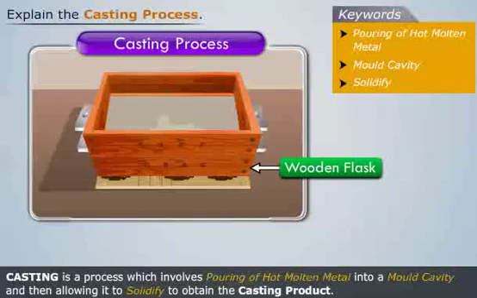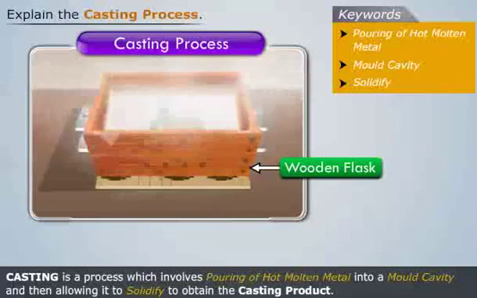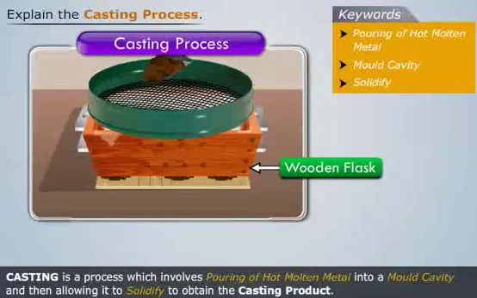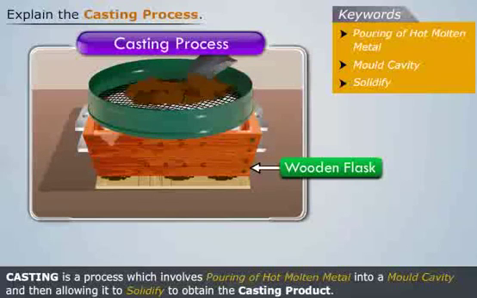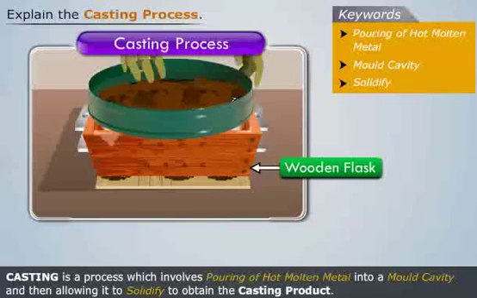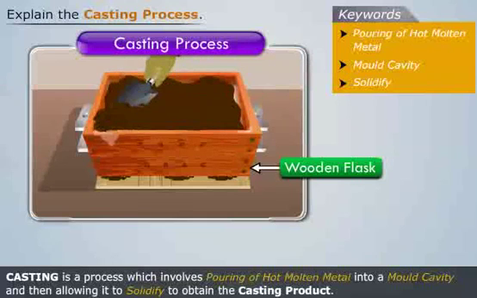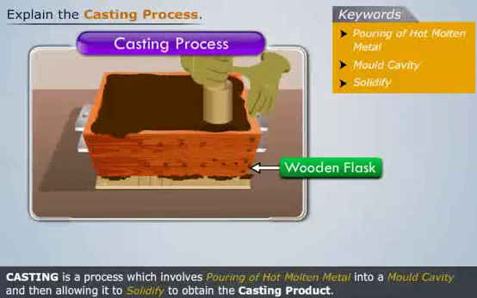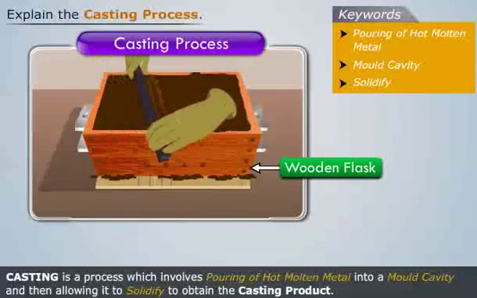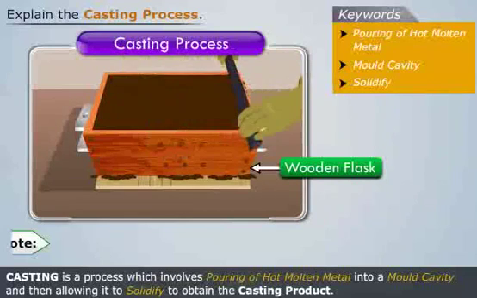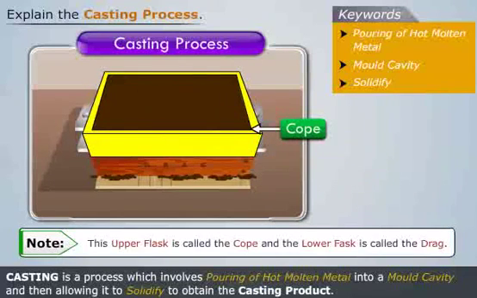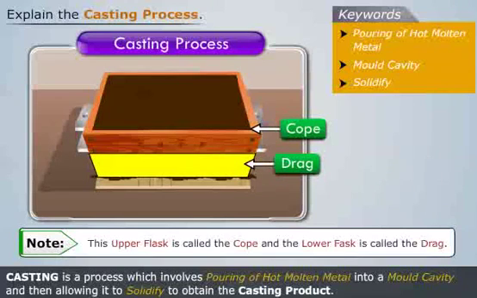Then place another similar pattern over the first pattern. And repeat the same procedure, that is, sprinkle the parting sand. Then place a hand riddle and put some sand and filter it. Then remove the riddle and put some backing sand. And then ram the sand with the hand hammer and level the sand equally. Note that now this upper flask is called the cope and the lower flask is called the drag.